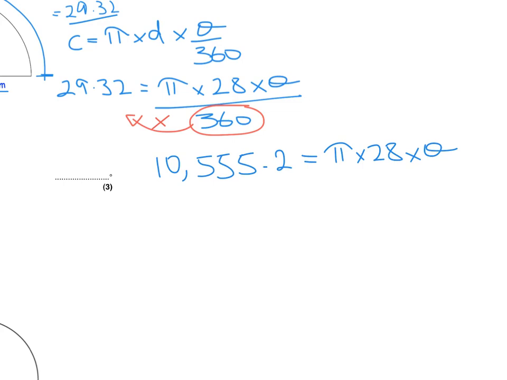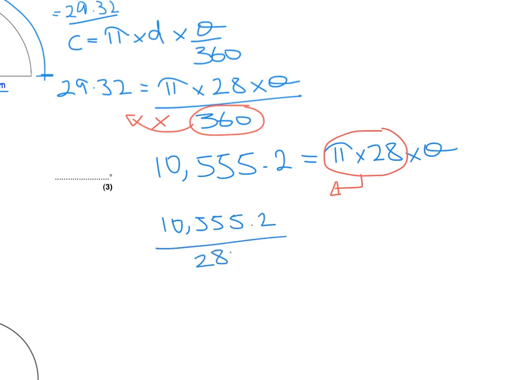I can just take this pi times 28, or 28 pi, move it across and divide it, which is going to leave me with 10,555.2 all over 28 pi. That's going to give me my theta, so theta must be 134.4 degrees.